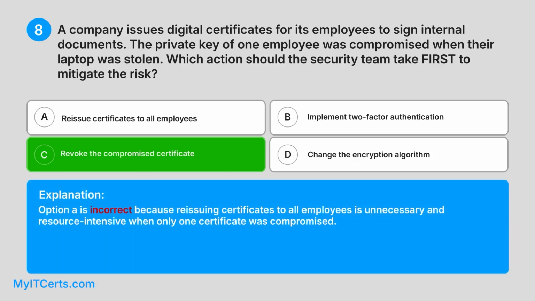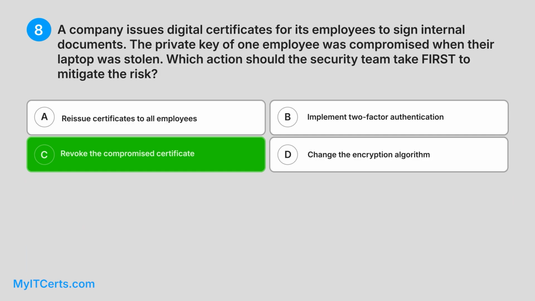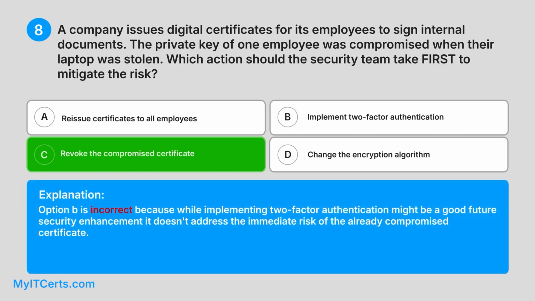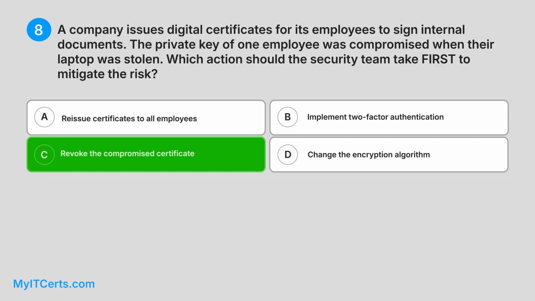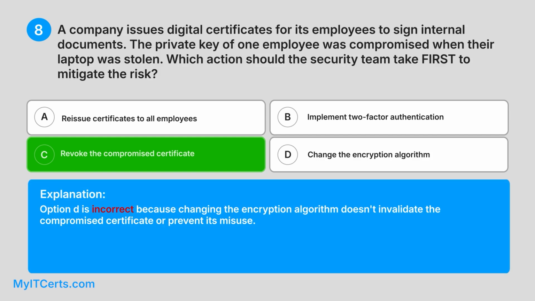Option A is incorrect because reissuing certificates to all employees is unnecessary and resource-intensive when only one certificate was compromised. Option B is incorrect because while implementing two-factor authentication might be a good future security enhancement, it doesn't address the immediate risk of the already compromised certificate. Option D is incorrect because changing the encryption algorithm doesn't invalidate the compromised certificate or prevent its misuse.